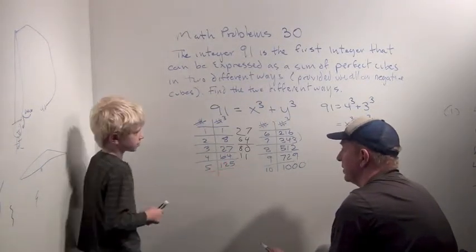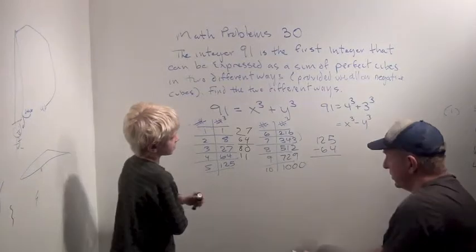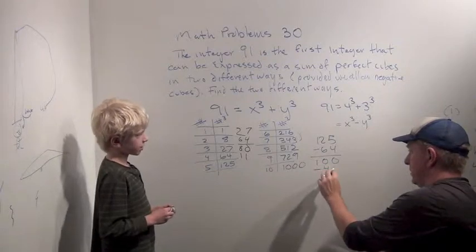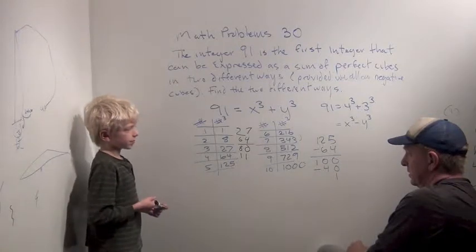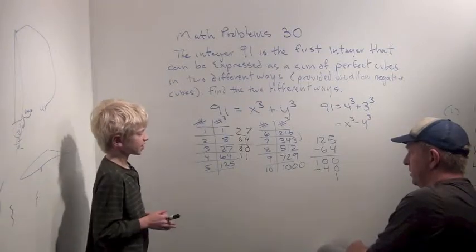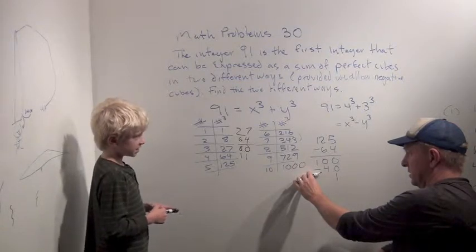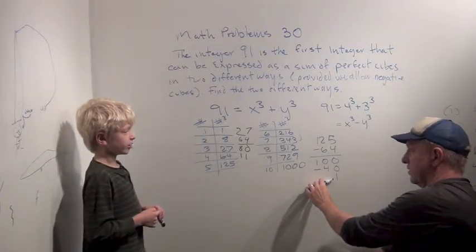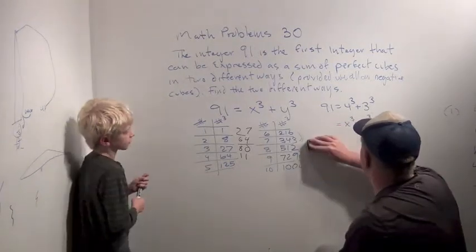Let's try these two. 125 minus 64. So what do you get? 100 minus 40 and 1. What's 100 minus 40? 60. 60 plus 1 is 61. So that doesn't work. 125 minus 64 didn't work.